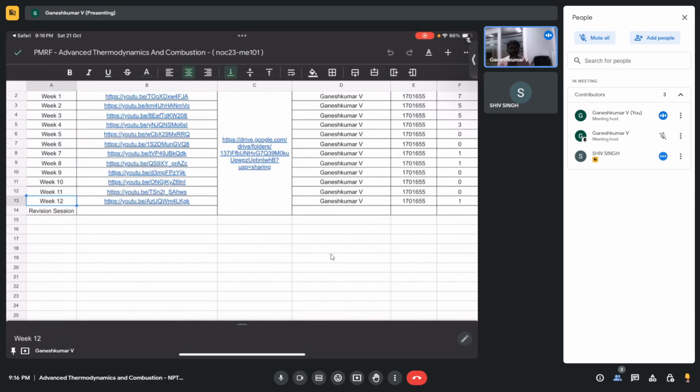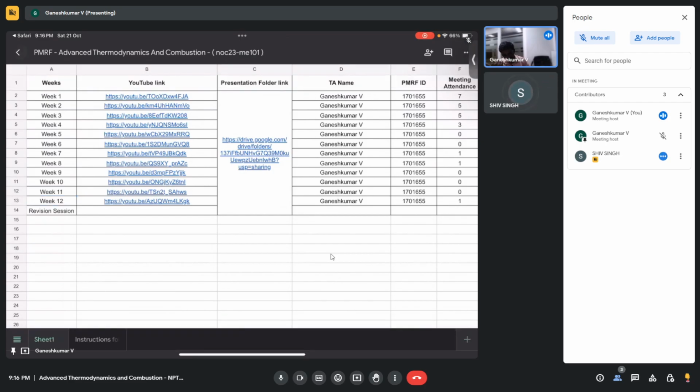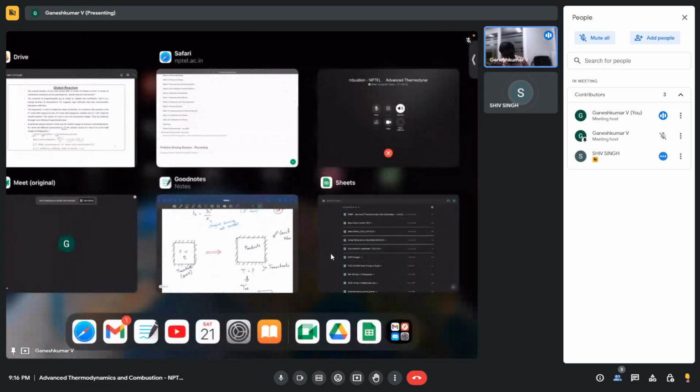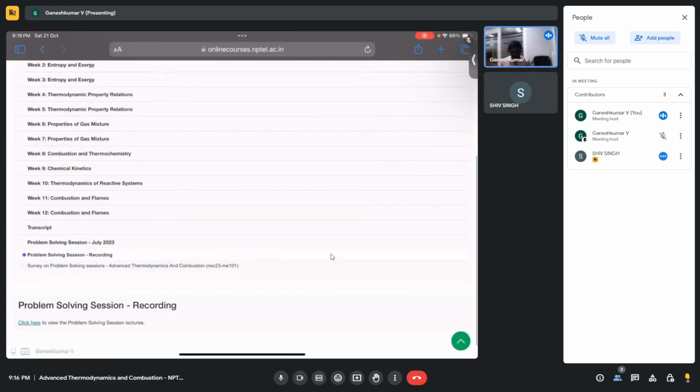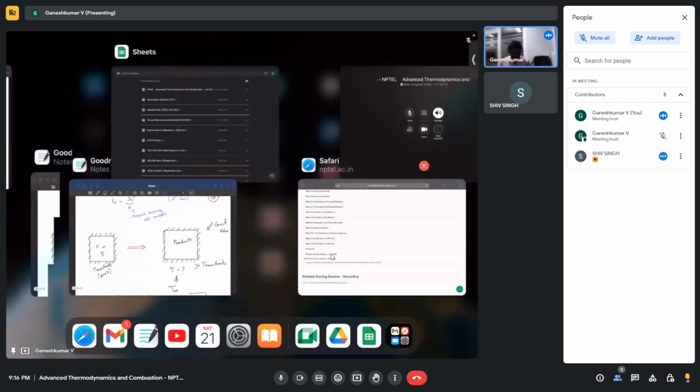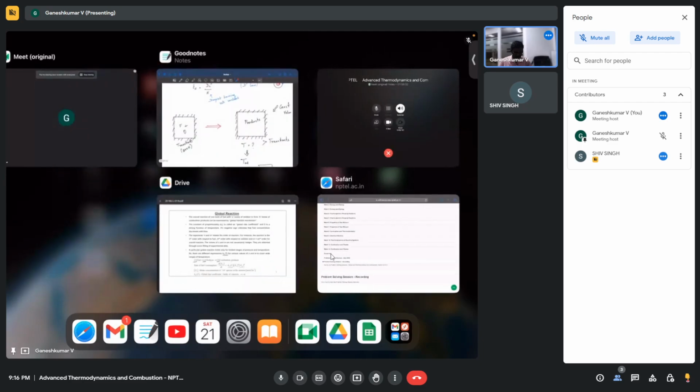Basically, I discuss something related to NASA CEA and Cantera, how you use it. So those things will be helpful for you. You can visit that also. It is available in the same forum.